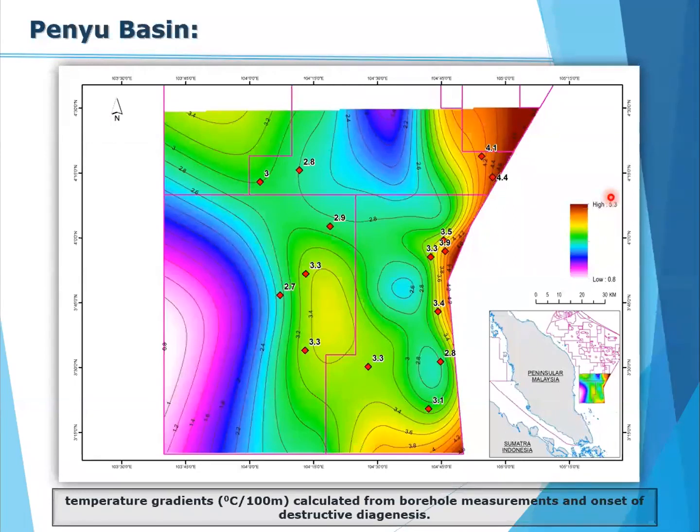Whereas when you go in the yellow areas or in the orange areas, the gradient is high, and that means there's no need to drill deep, because if you drill deep, then you will find maybe oil, but no reservoir.